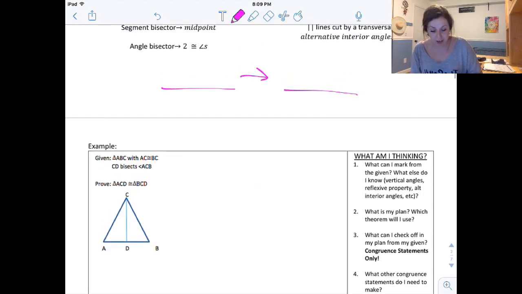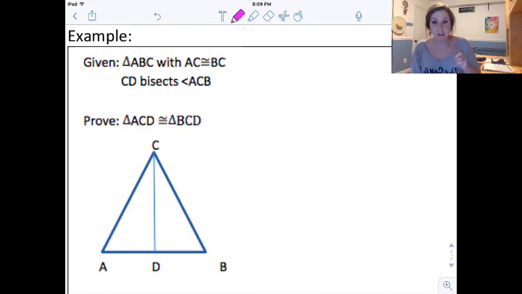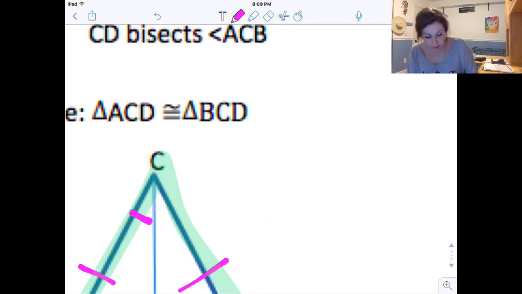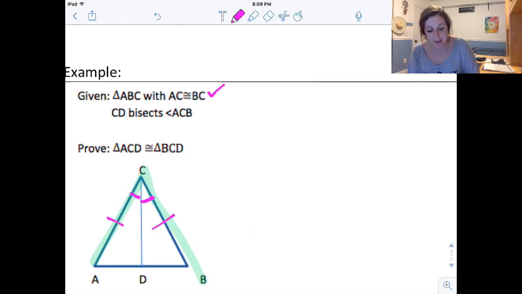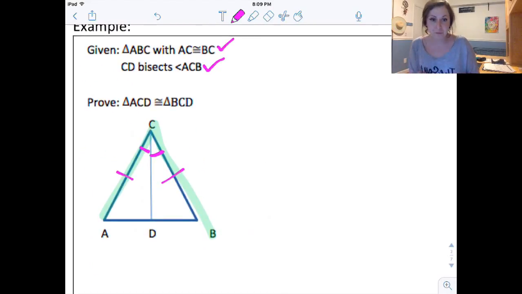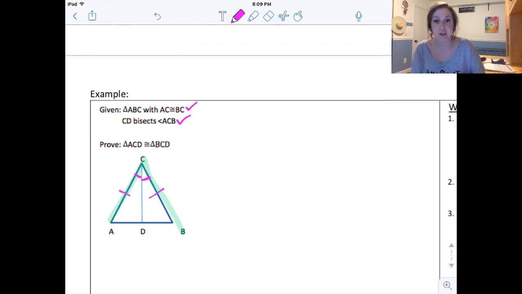So I'm going to start with my given. I know that AC is congruent to BC. So AC is congruent to BC. When I've used it, I'm going to check it off. I've used that piece of the given. Then I know that CD bisects ACB. That's not something I can mark, but bisect means cut in half. So it's telling me that ACB is getting cut in half. Now, getting cut in half means getting cut into two congruent parts. So congruent part number one would be over here. Congruent part number two would be over here. And I'm going to check that off because I've marked it, but notice that's not a congruent statement. So that's something that's going to come back to me in a little bit. I need to make sure I'm giving congruent statements.